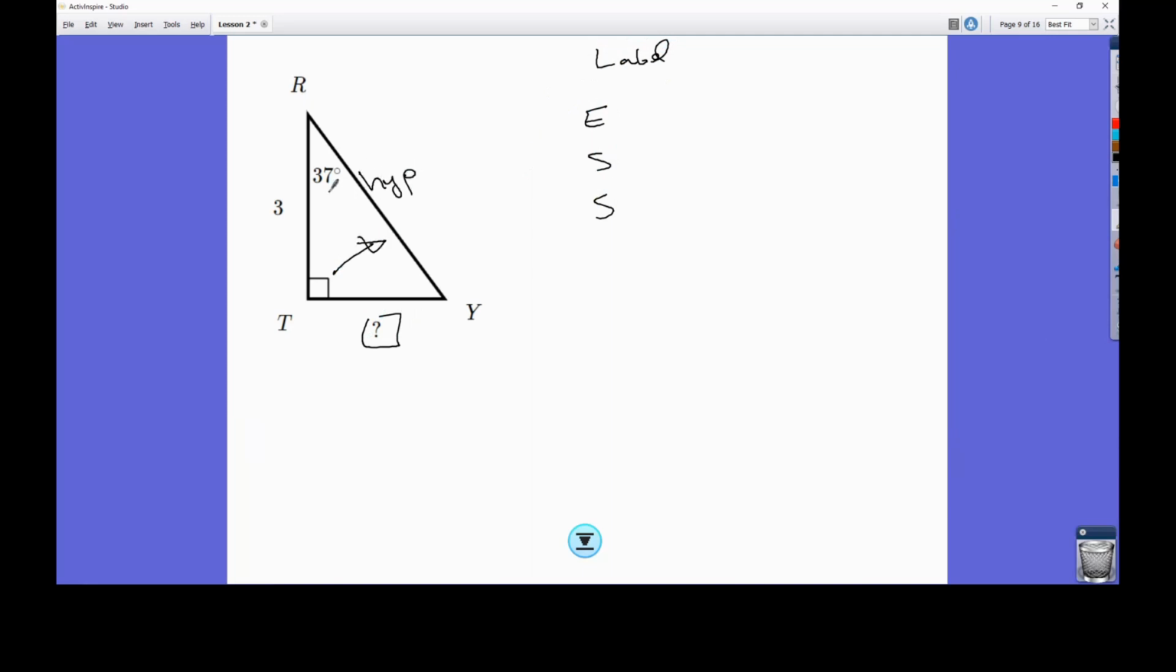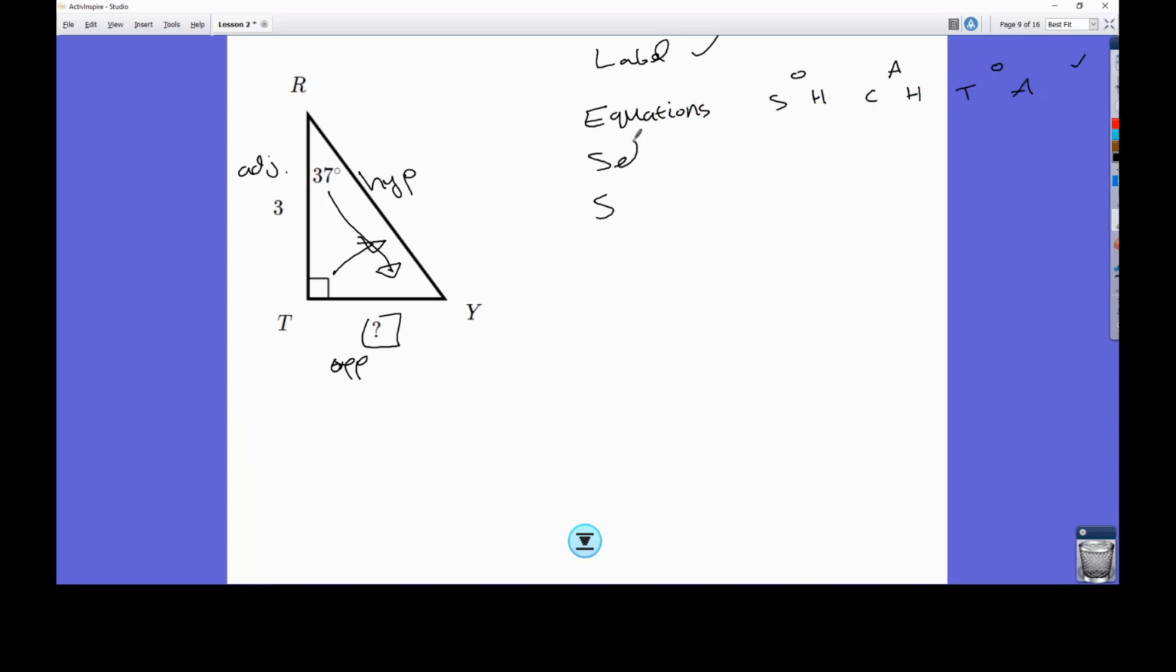Opposite the angle is the opposite. I don't know that here, that's my unknown. And then the remaining side, which I have not yet labeled, is the adjacent. Great, we labeled it. Let's think about the equations. The equations that we have are sine equals opposite over hypotenuse, cosine equals adjacent over hypotenuse, tangent equals opposite over adjacent. Great, so we've got our equations.